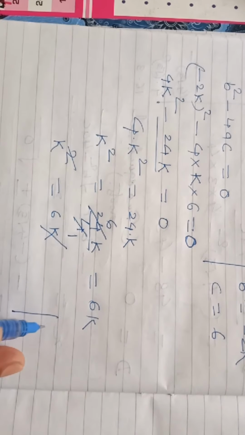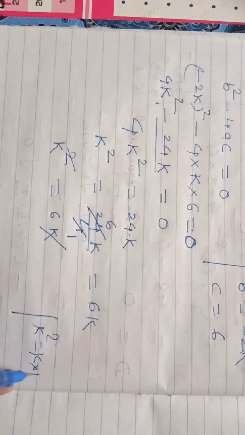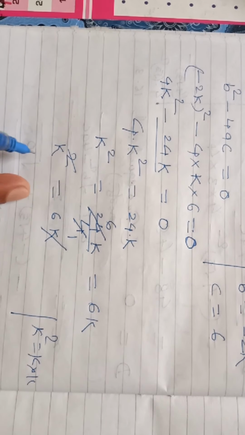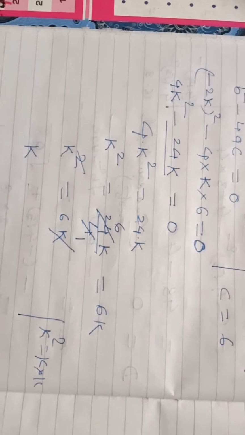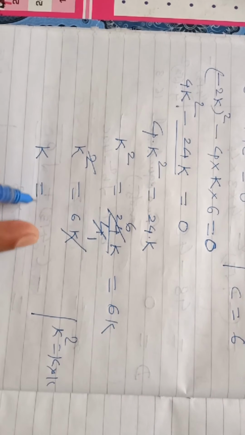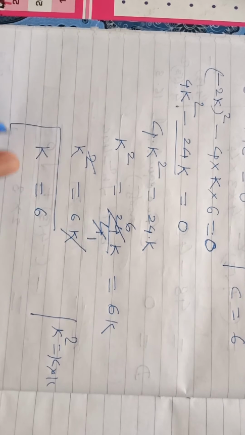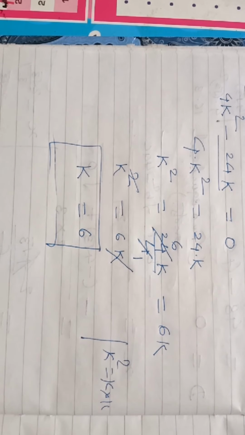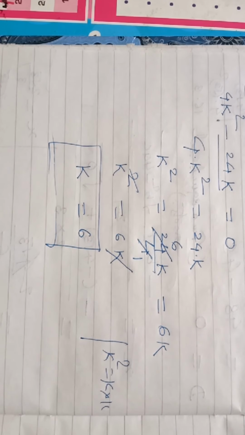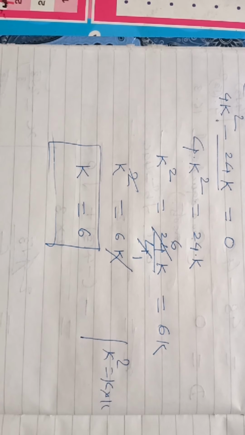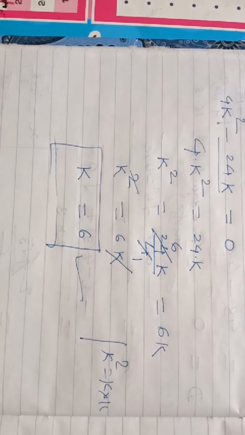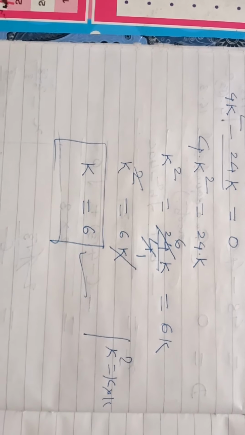Why? k square means k into k. So 1k is completely divided by 1k. What will be the remaining part on the LHS? k. So k is equal to 6. So according to the question, if two equal real roots exist, then the value of k in this quadratic equation will be 6. That will be your correct answer.